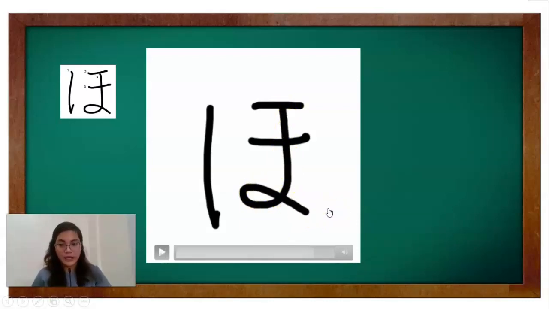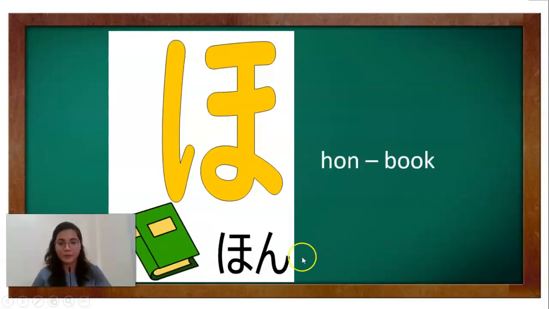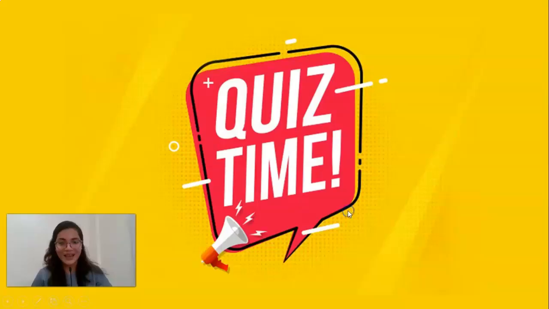Okay, to easily imagine this character, just think of a home. So ho as in home. Here's an example word: Hon. Hon means book. Okay, and that's it for our ha row.